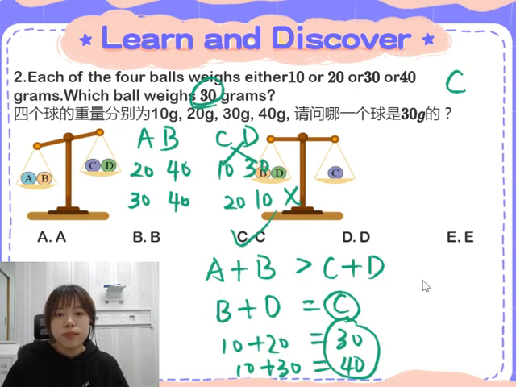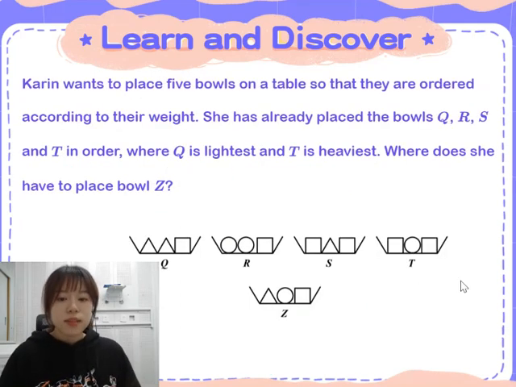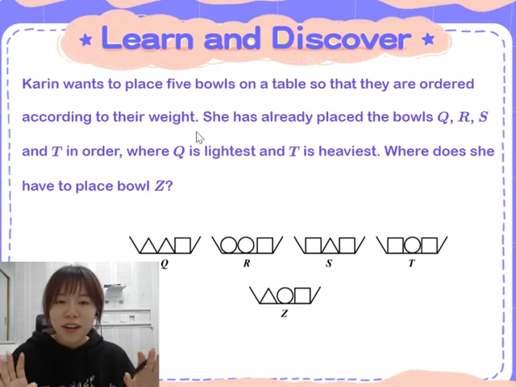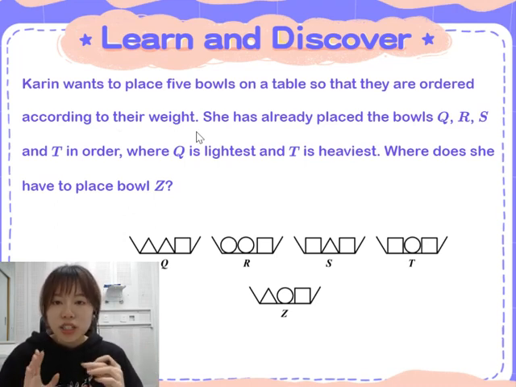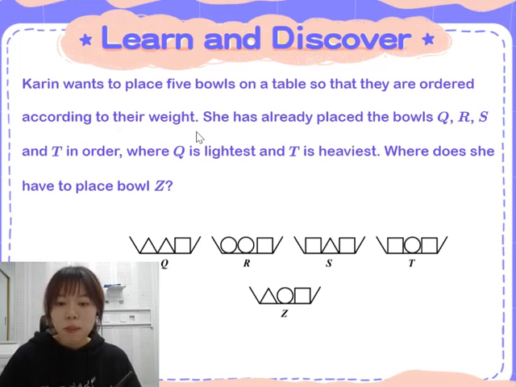Okay, the last one. Because the problems are so long, I don't have enough space for this page. So I just show you the problem part, and because we know the question is asking where does she have to place the ball Z, so the position of Z, right? The options is all about the position. So we just need to find the position.